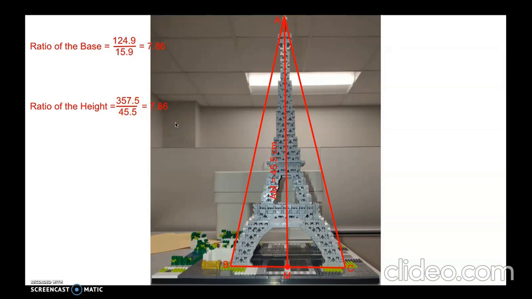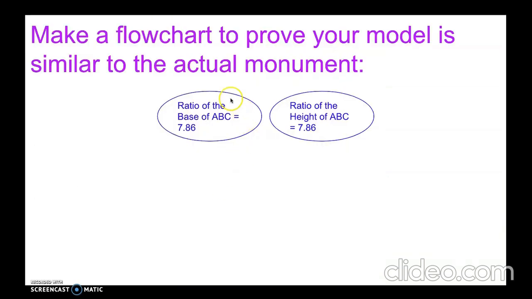Okay, and so the next thing that I do is I start my flow chart. So the ratio of the base of ABC is 7.86, and the ratio of the height of that triangle ABC is 7.86. And then my proof is I just show my math for how I got 7.86. My evidence for that is I'm just showing the arithmetic.